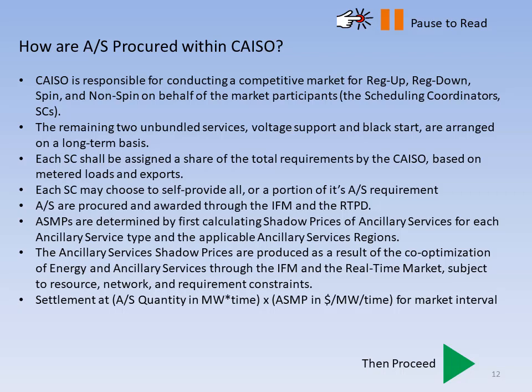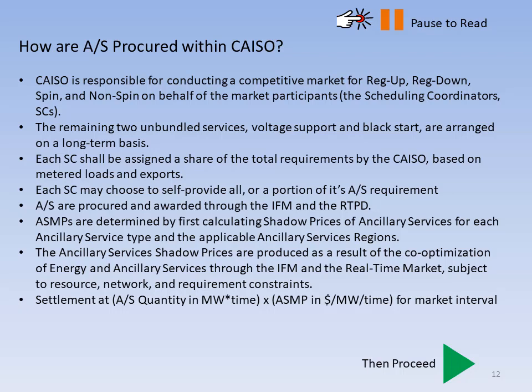Ancillary service marginal prices, ASMPs, are determined by calculating the shadow prices for each ancillary service type, namely reg up, reg down, spin, and non-spin, and the applicable ancillary services regions. We'll cover regions shortly. The ancillary services shadow prices are produced as a result of the co-optimization of energy and ancillary services through the integrated forward market and the real-time market, subject to resource, network, and requirement constraints.